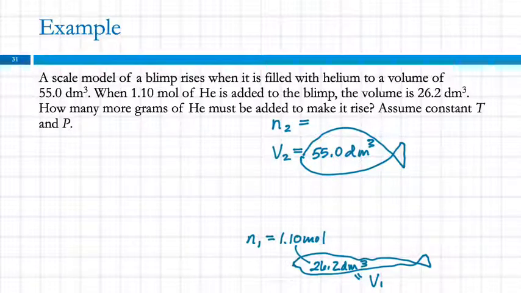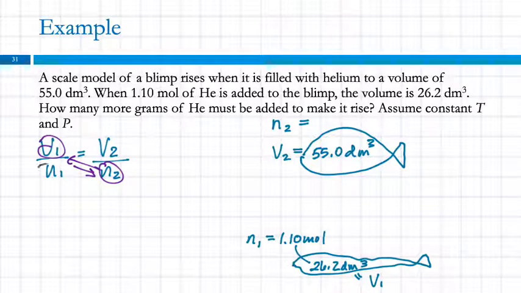Could use Avogadro's Law. V1 over N1 equals V2 over N2. This involves a little more moving about. I'm going to take this one up there and this one down here and move this one up there. That's real clear, right? N2 is equal to N1 V2 over V1. You might want to cross multiply and straighten that one out.